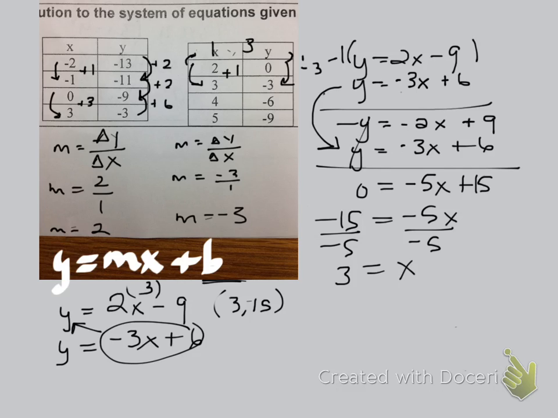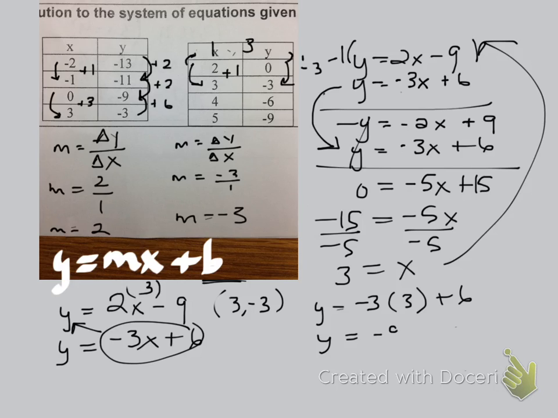Once I solve that, all I've got to do is plug it back into one of the originals. When I solve that, I end up with, and this shouldn't have been negative 15, because 2 times 3 is 6, and 6 minus 9 is negative 3. So then I go back up here. Let's just plug it into y equals negative 3x plus 6. So negative 3 times 3 plus 6. So negative 9 plus 6, y equals negative 3. So I get the same answer.